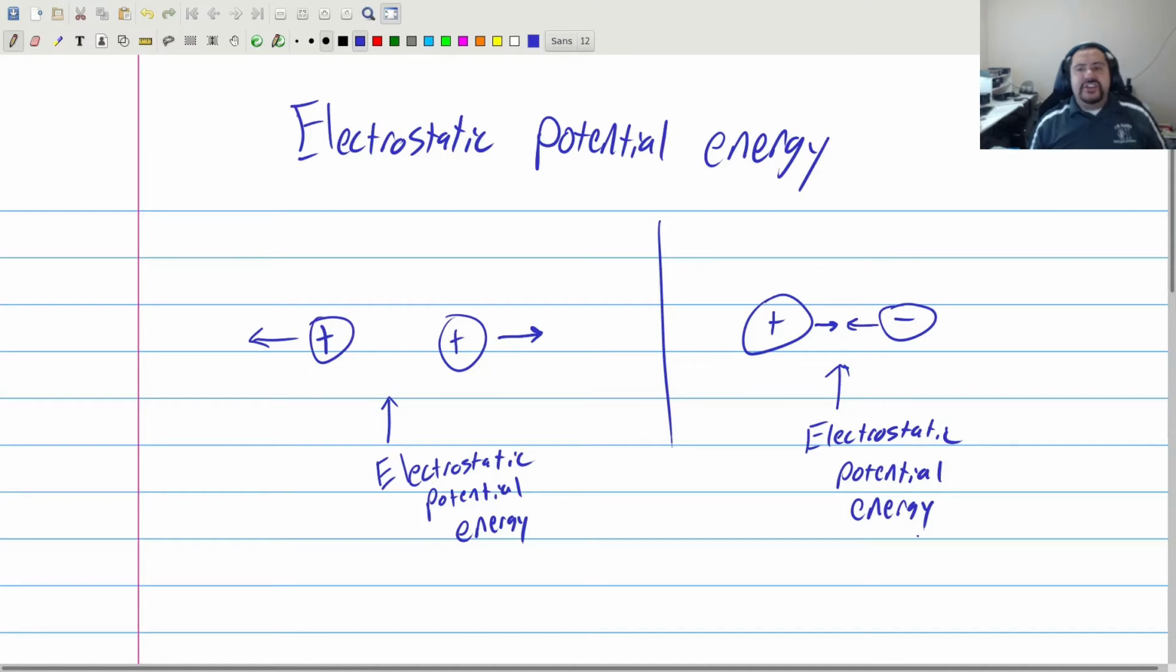So the question is, how much electrostatic potential energy do each of these arrangements have? How do we calculate how much electrostatic potential energy we have? Well, it turns out it's based on how much force they exert on each other, and how far apart they are.